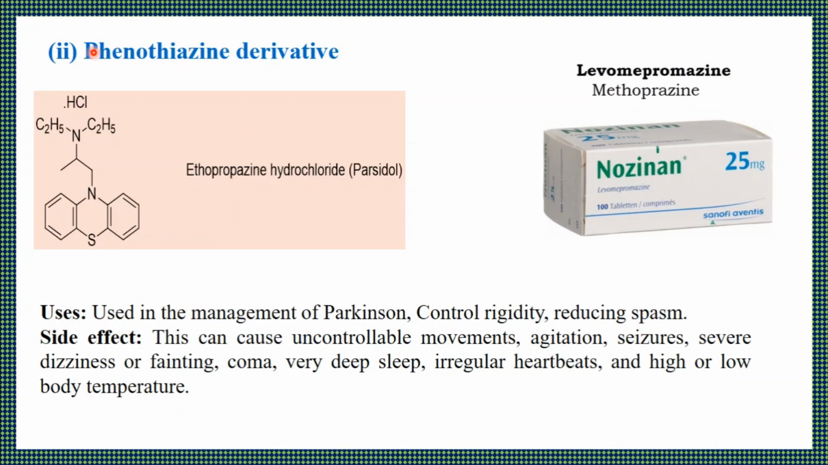So this is the second class of anticholinergic agent, that is phenothiazine derivative. An example is ethopropazine. This is the structure of ethopropazine, and this is the box of ethopropazine tablet. This drug belongs to the phenothiazine class of compounds and is used for the management of Parkinson disease, particularly for control of rigidity. It also reduces spasm, tremors, and oculogyric crises. It has a mild anesthetic effect, and it can cause uncontrollable movement, agitation, seizures, severe dizziness, fainting, coma, very deep sleep, irregular heartbeat, and high or low body temperature.